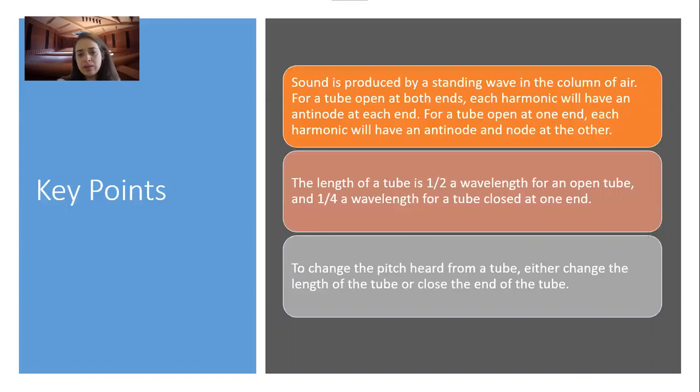And then the last point is that to change the pitch heard from a tube, either change the length of the tube or close the tube at the end. Right? That is why flutes, saxophones, any wind instrument, have all those little holes and tons of different keys, because by pressing the keys, you're in a sense changing the length of a tube. So that's what causes all the different notes to sound in an instrument. Okay, so again, if you need time to write these down, press pause so you can put them all into your notebook.